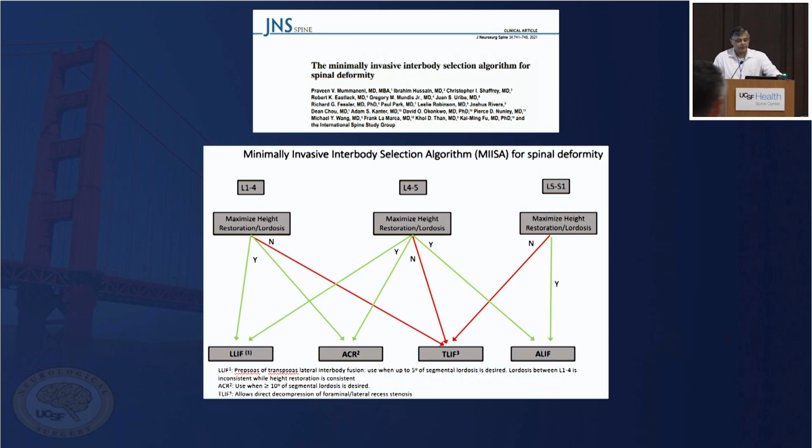5-1, if you really want the lordosis, there's nothing to beat an A-lift. 4-5, you can do a T-lift, but it's not going to give you lordosis. That's why the red lines are there. If you really want lordosis at 4-5, you either got to do a lateral or an A-lift. You can decide whether or not you want to section the ALL. And then 3-4, the vast majority of folks in this subgroup or in the MIS ISSG subgroup were doing laterals.